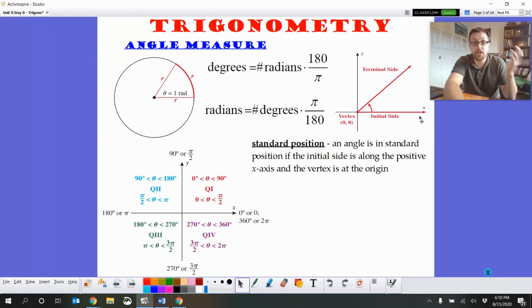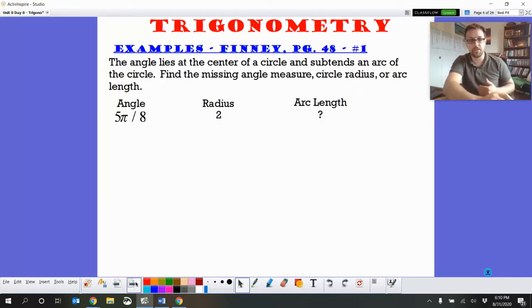Standard position, we've got our initial side. We're always starting on the positive part of our x-axis, and then we move counterclockwise around our circle for positive angles, and then clockwise for negative angles. And then you've got some stuff down here about between 0 and 90, 90, 180, and so on. Quadrants 1, 2, 3, and 4. Again, moving counterclockwise around our radian circle.